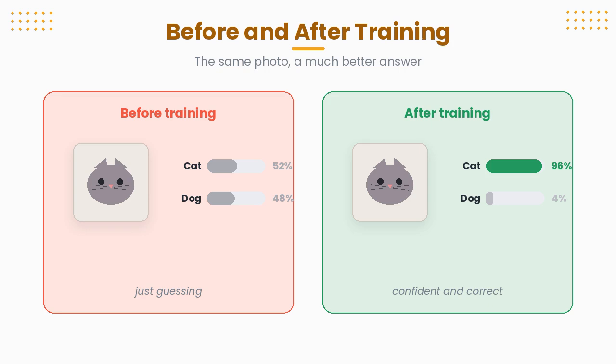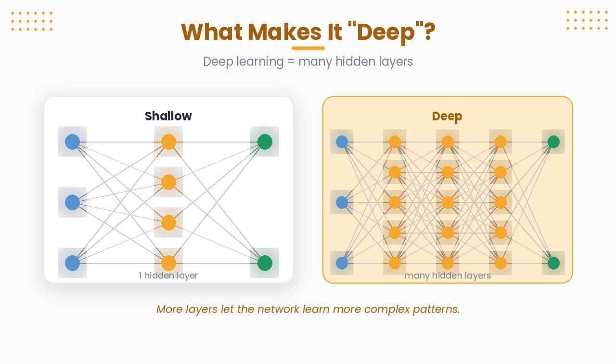Let's see the payoff side by side. Before training, the network is just guessing cat or dog, almost a coin flip at 50-50. After training, shown the very same photo, it's confident and correct. Cat 96%. Nothing about the picture changed, only the weights inside the network did, and that is the power of training.